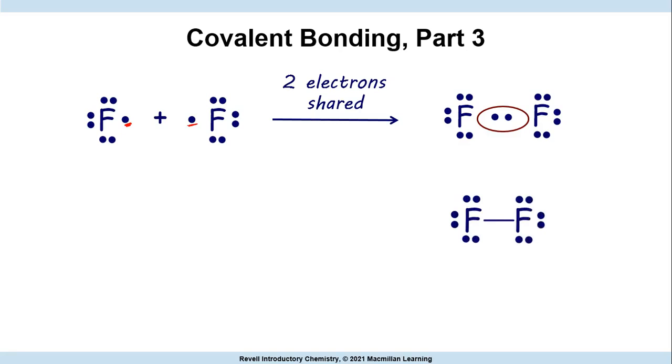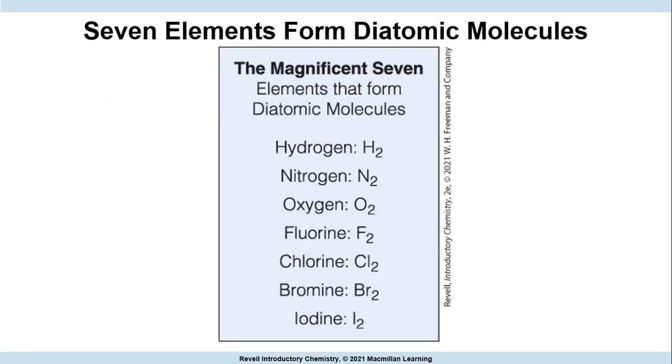I've told you that this is equivalent to a bond. So when you see that a bond is two electrons, a single line is called a bond, and it is equivalent to 2 electrons. This is the Lewis structure of the fluorine molecule. Now, this is what we call the 7 elements, the 7 rule.